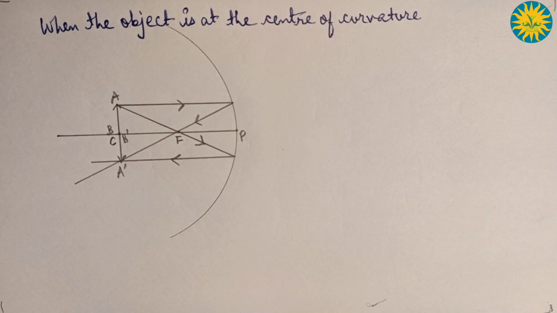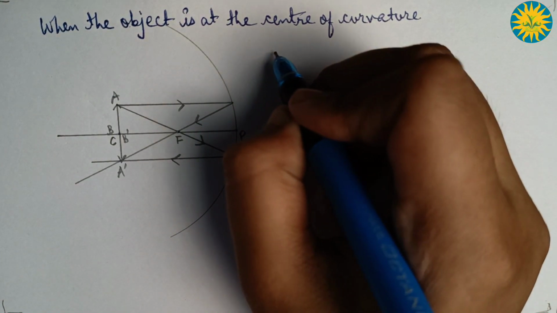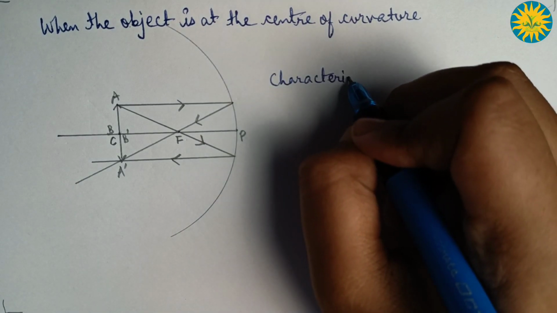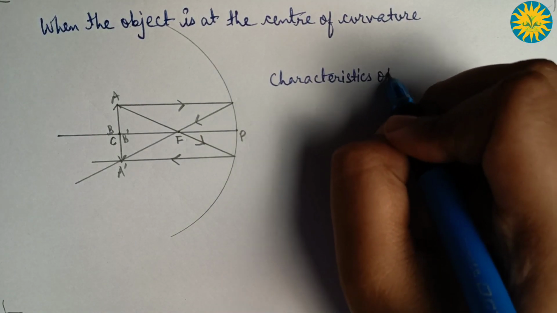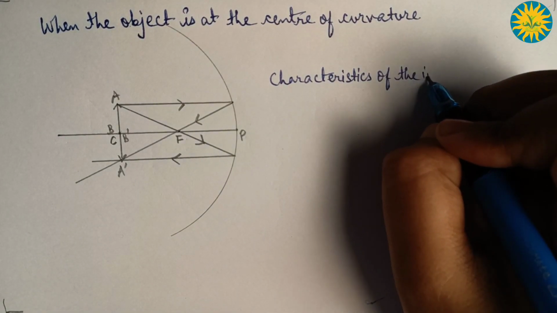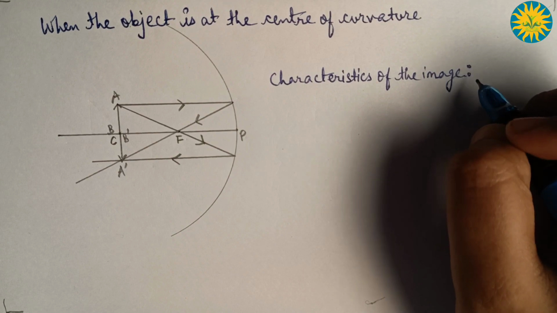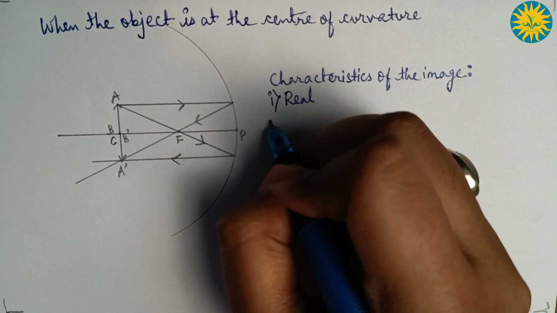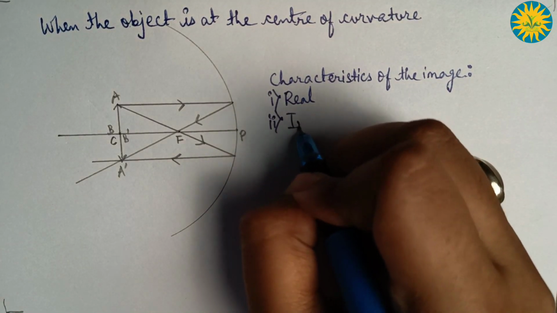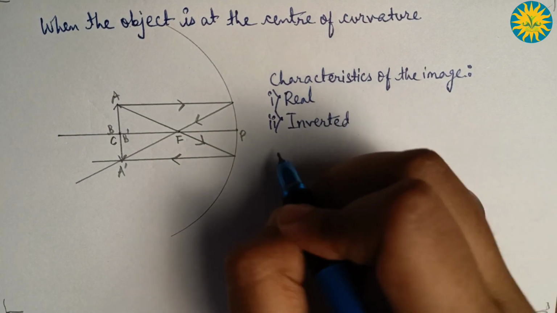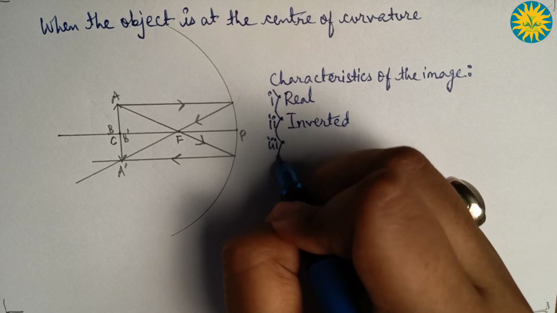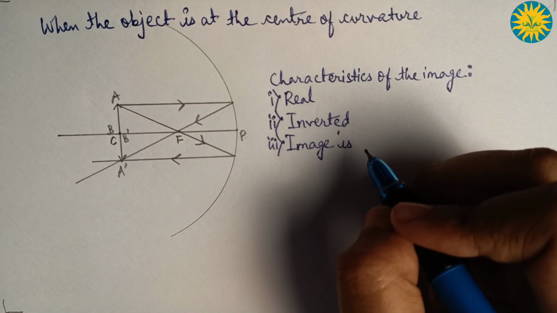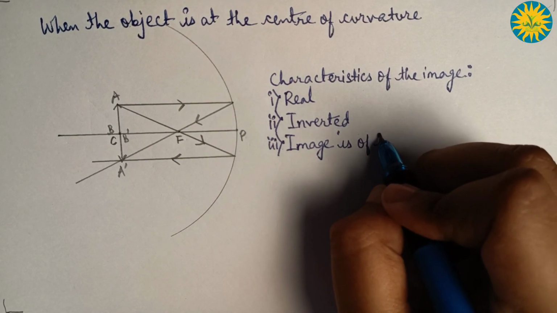Now we will discuss the different characteristics of the image that is formed when the object is at center of curvature. First one, the image is real. Why real? We know, since the object and image are on the same side of the mirror. It is inverted. You can see that the arrowhead in case of the image is in downward direction, so the image is inverted. Just see, A and B, and the image is A dash B dash.